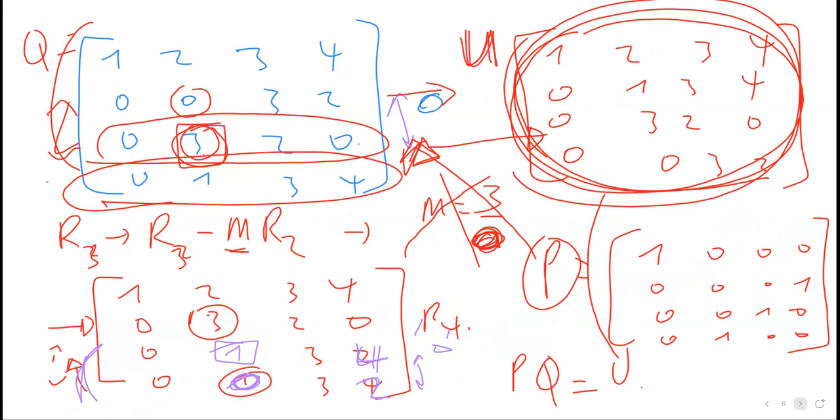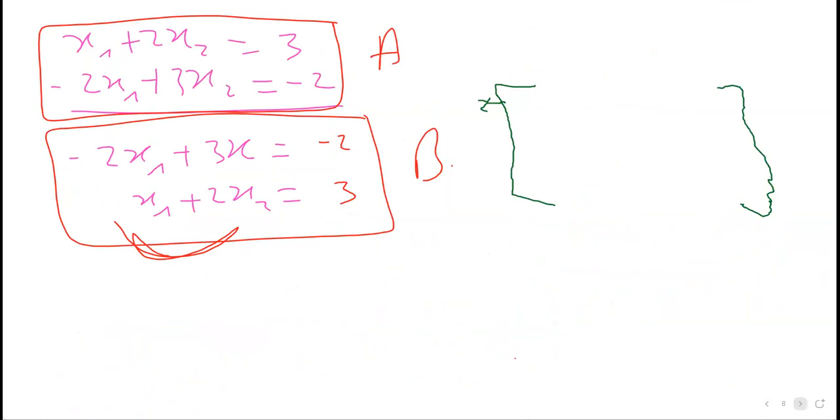I mean, maybe we can continue with it. Sorry, I was just thinking this was some undergraduate Gaussian elimination thing.